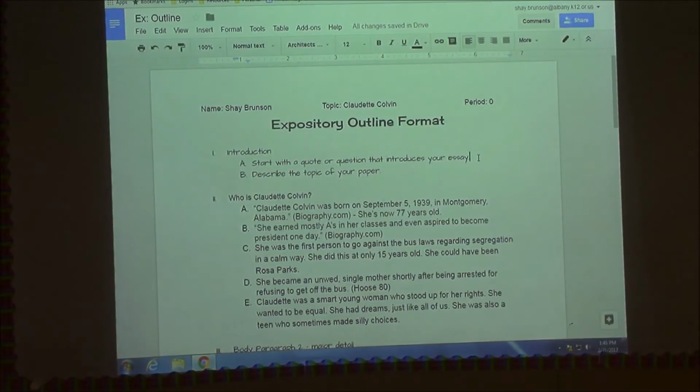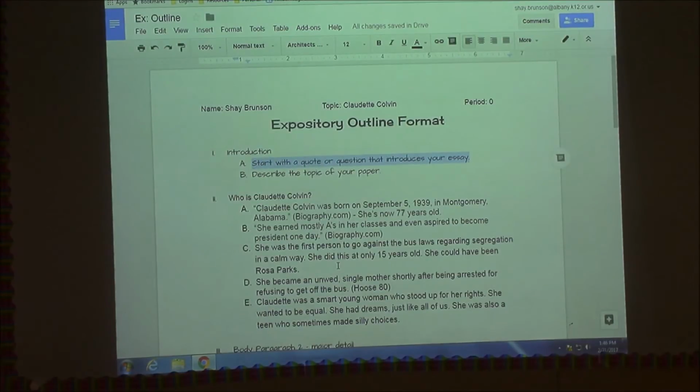Now that you've finished the body of the paper, you know what your paper is going to be about. Your focus is supposed to be on how did this person make a difference to African American society? How did she or he or the court case help African Americans get into a better place? Well, this is your chance to tie it in if you haven't already. Your introduction. Start with a quote or a question that introduces your essay.